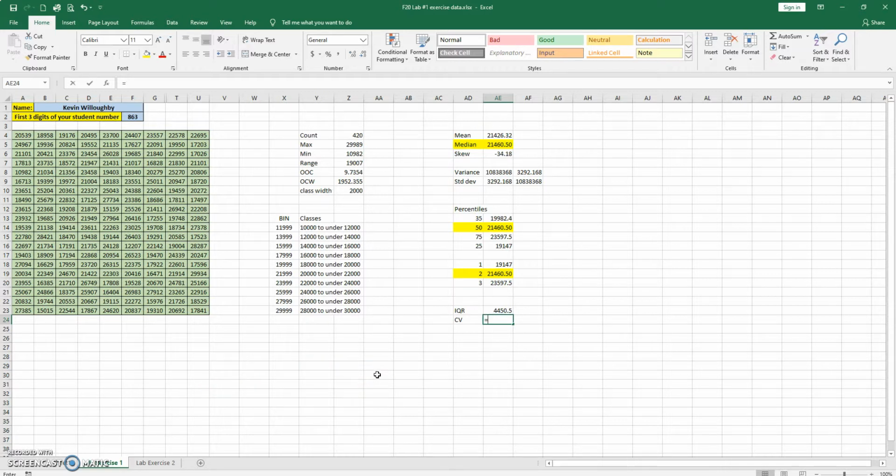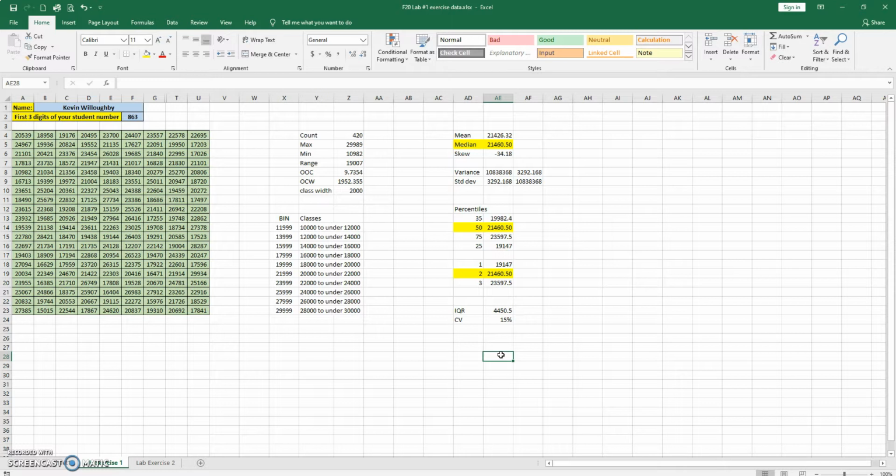CV is the standard deviation divided by the mean, and this is generally listed as a percentage. This value, the coefficient of variance, allows us to compare data sets that have different units. If your coefficient of variance is bigger than mine, it means that your data set is more spread out than mine. If mine is bigger than yours, then my data set is more spread out than your data set.